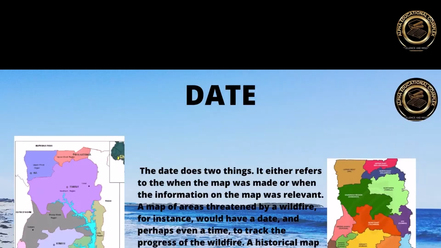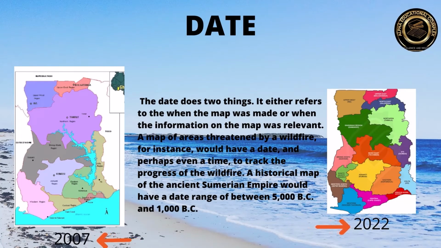The next characteristic or feature that we will talk about is the date. In cartography, the date does two things. It either refers to the time the map was made or the time the information on the map was relevant. A map is supposed to have a date. It tells you the exact day the map was made, and it also tells you the exact time the information on that map was important.